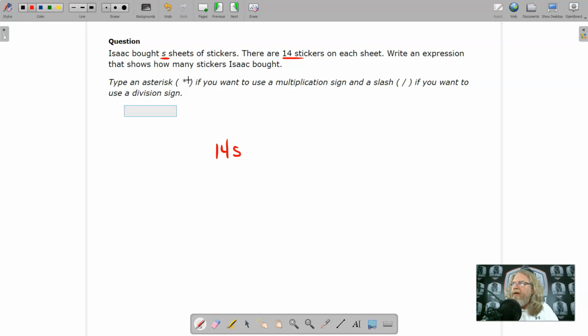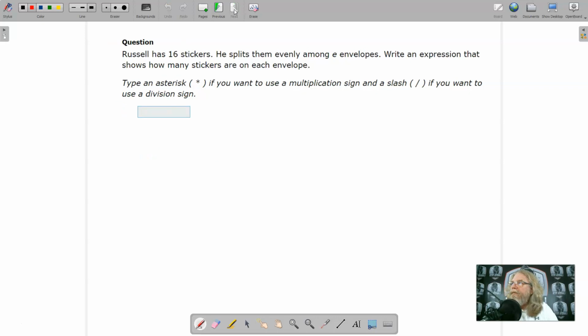Now, notice the instructions say use an asterisk. If you want to be safe, you could put 14, hit your asterisk button, and then hit S. However, I'm pretty sure that if you just type in 14S, it worked when I did this activity, because it realizes that that is multiplication. If you want to be really safe, go ahead and use the asterisk.